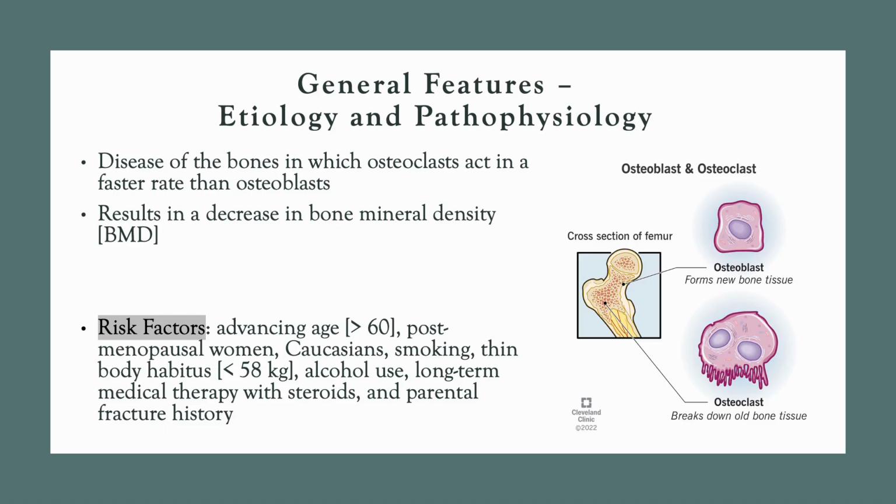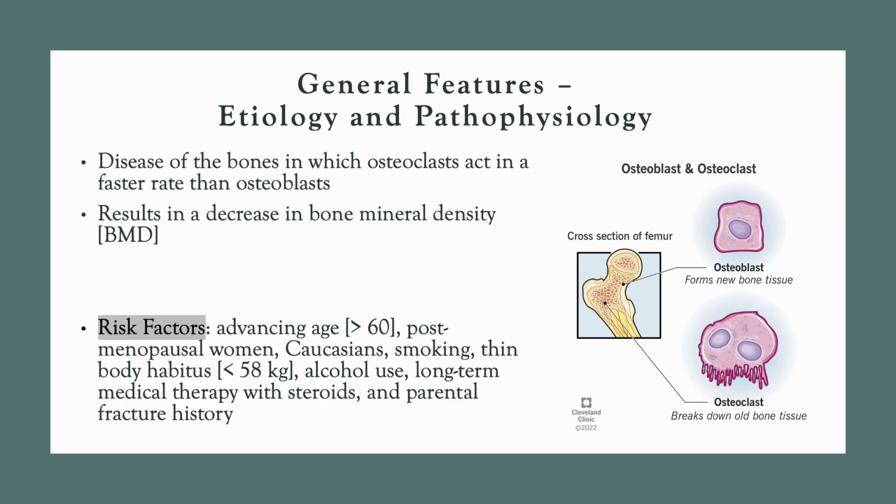Osteoporosis is considered a disease of the bones in which osteoclasts act at a faster rate than osteoblasts. Osteoblasts function to build new bone, and osteoclasts function to break down old bone. So when osteoclasts work faster than osteoblasts, it results in a decrease in bone mineral density. Decreased bone mineral density, by definition, is osteopenia and osteoporosis, and we'll get into the differentiation of these two later on in diagnostics. Osteoporosis leads to weakened bones and fragility fractures.